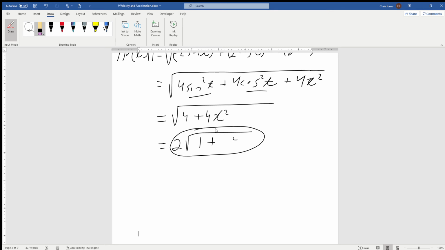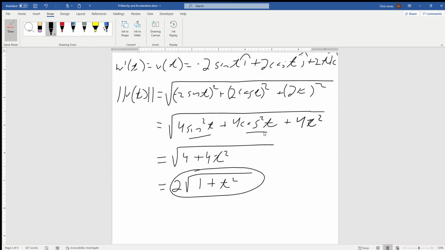All right, so just be aware that we do try to simplify as much as possible to get rid of trig stuff when possible.